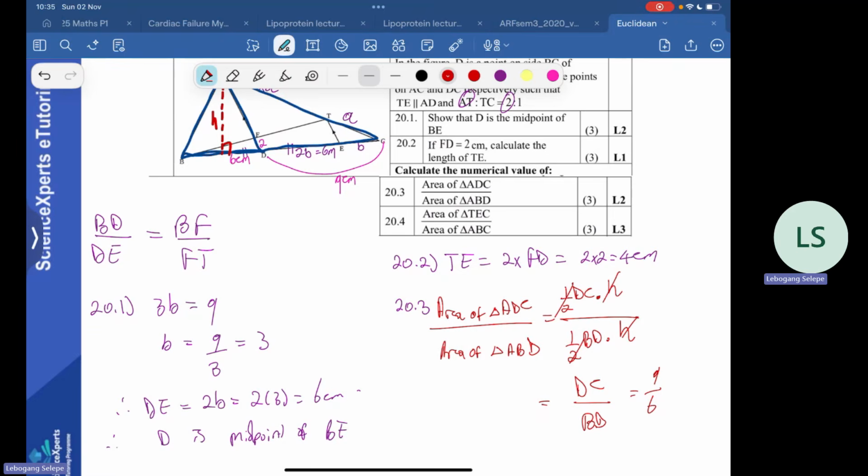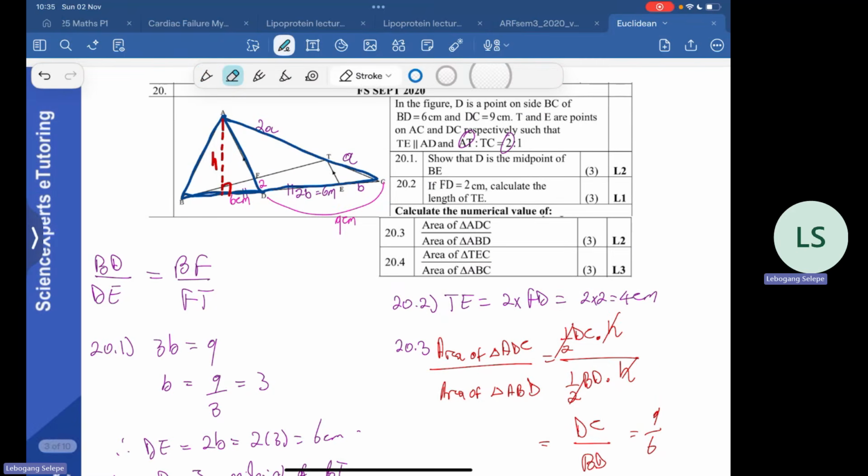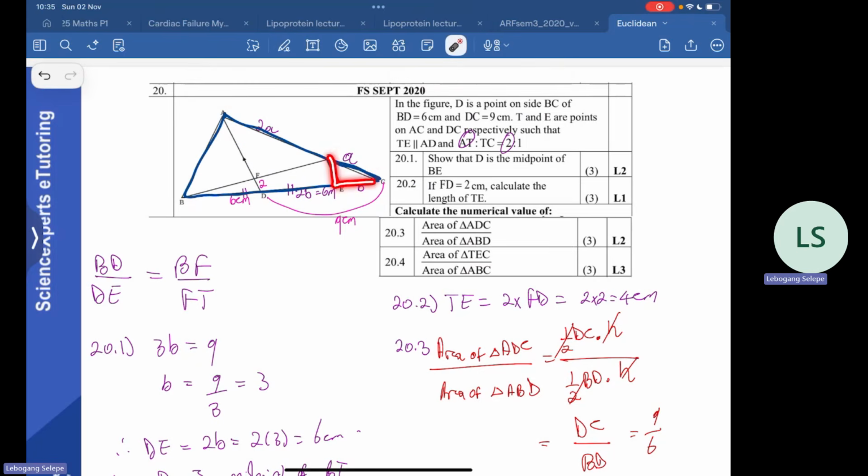So let me wipe these things here, so that we can indicate our new triangles that we are dealing with now. So we are dealing with triangle TEC and triangle ABC, right? Now these triangles TEC and ABC have a common angle here at C. So let's indicate the common angle there with red. Yeah? They have a common angle.